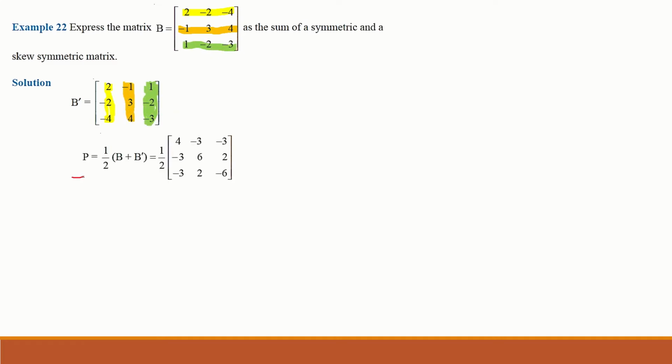And let us take P is equal to half of B plus B dash, which is the case for a symmetric matrix. That will be half of B plus B dash. We have to add: 2 plus 2 is 4, minus 2 minus 1 is minus 3, and so on. If we keep adding, this will be our matrix, and after multiplying each and every element of this matrix with half, we'll get this matrix, which is matrix P.